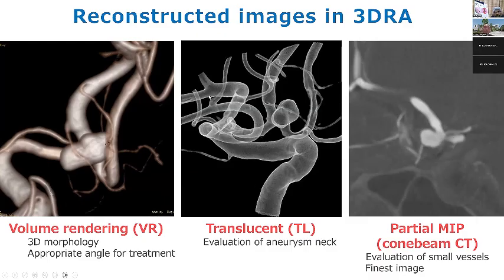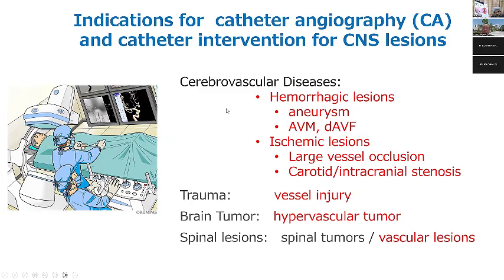Okay. Catheter angiography is indicated for various central nervous system vascular lesions. These include hemorrhagic diseases such as aneurysms or AV shunt disease, and ischemic lesions such as vessel occlusions or stenosis. The other indications are traumatic vessel injury or hypervascular brain tumor. So in these cases, we do catheter angiography.